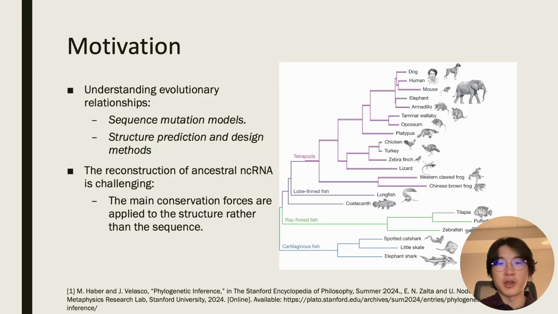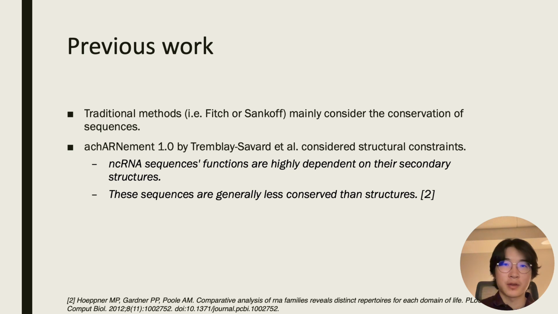Understanding evolutionary relationships and scenarios has been one of the main keys in the development of better sequence mutation models. The reconstruction of ancestral non-coding RNA sequences is particularly challenging due to the main conservation forces being applied to the structure rather than the sequence. Traditional methods, like Fitch or Sankoff, mainly consider the conservation of sequences. However, RNA families are known to favor the conservation of structures over sequences, so it can be used to guide the reconstruction of ancestral sequences.